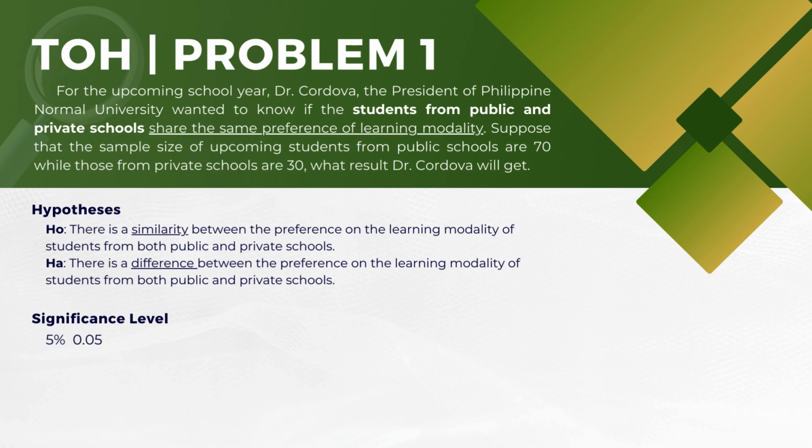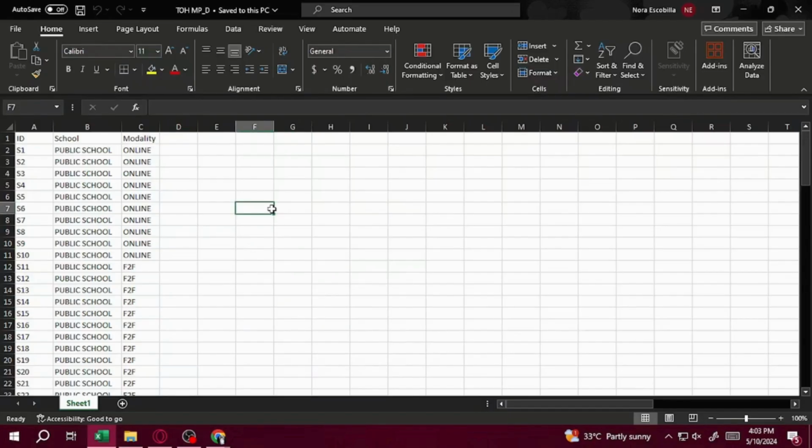For the hypothesis, our null hypothesis states that there is a similarity between the preference on the learning modality of students from both public and private schools. For our alternative hypothesis, it states that there is a difference, meaning no similarities, between the preference on the learning modality of students from both public and private schools. Our significance level used for this application was 5% or 0.05. Let us proceed further.